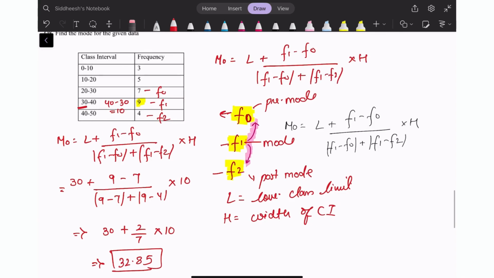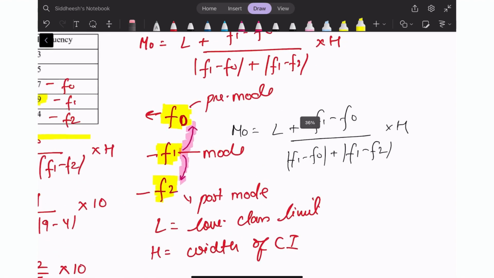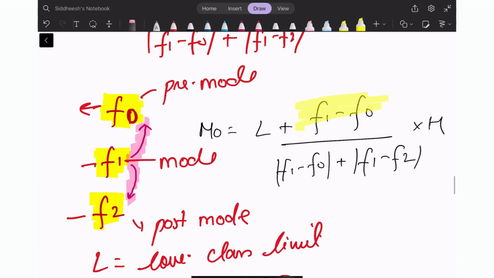So you have to remember the simple formula. Remember my trick: we have three friends, f0, f1, f2. f1 always fights with f0, and f1 always fights with f2. This is how we came up with our formula, that is f1 minus f0, f1 fights with f0 plus f1 fights with f2 also. L is your lower limit. h is the width of the class interval.